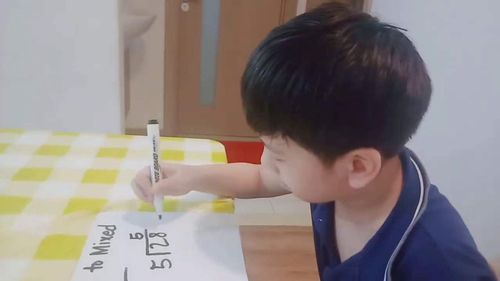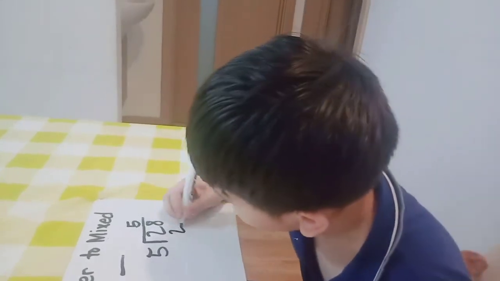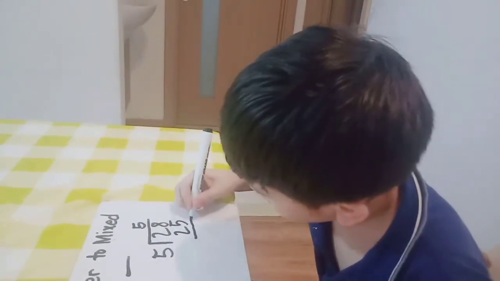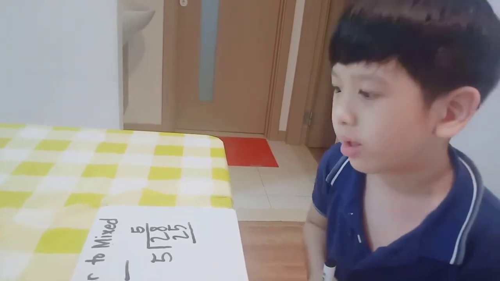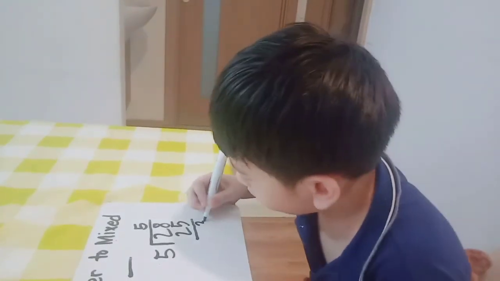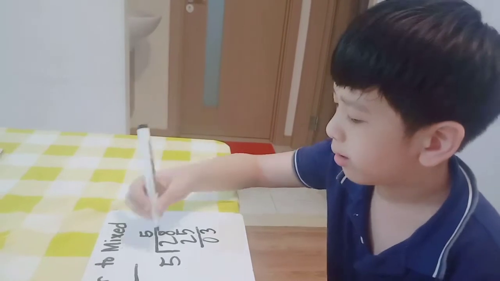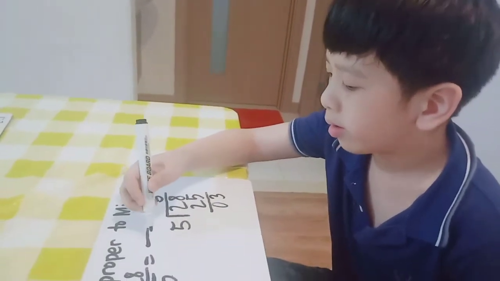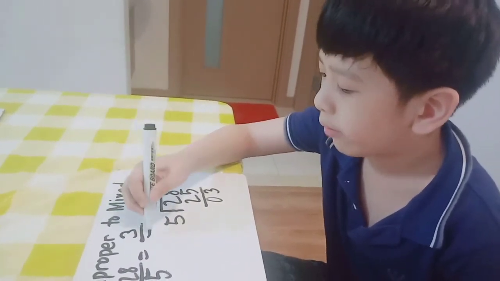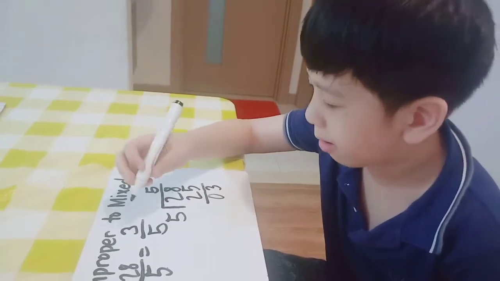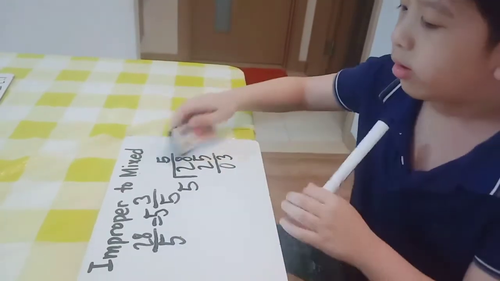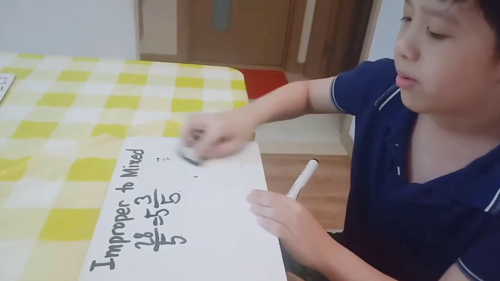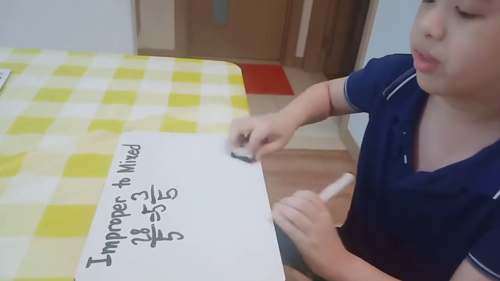Place a 5 on top. 5 times 5 is 25. Now 28 minus 25 is 3. So 3 is going to be our numerator, and 5 is our denominator, just copy it, and 5 will be our whole number. So our answer is going to be 5 3/5.